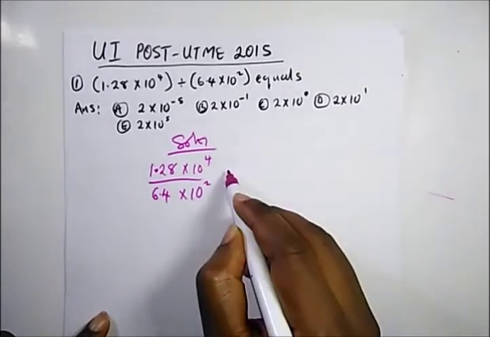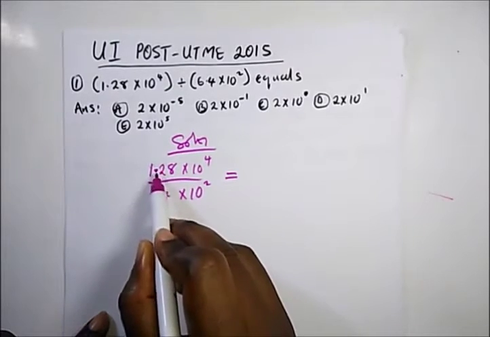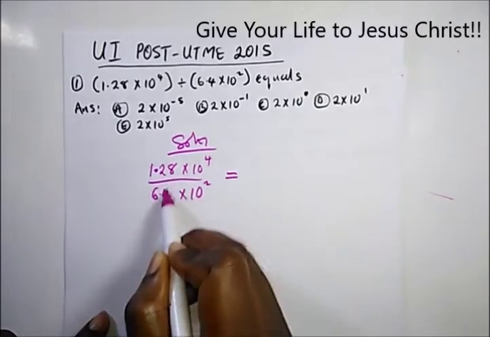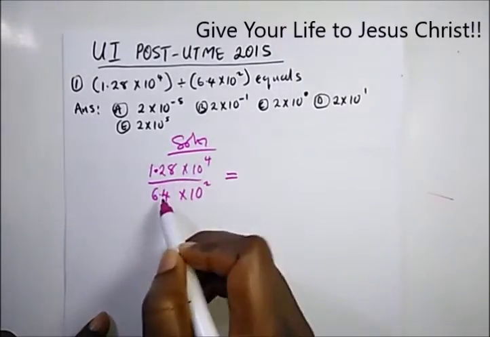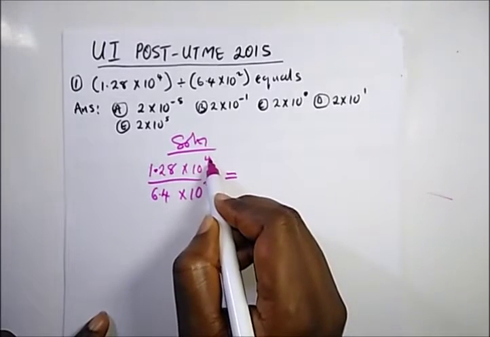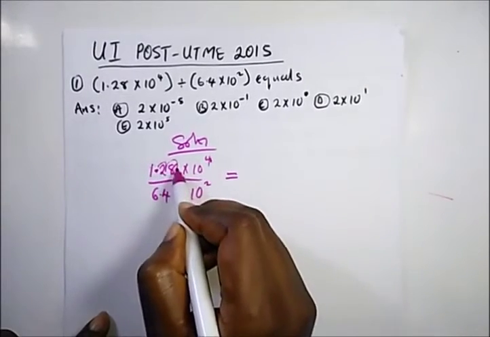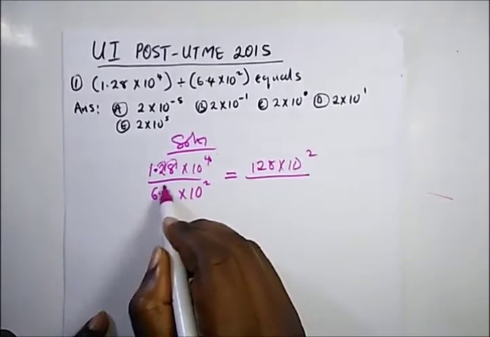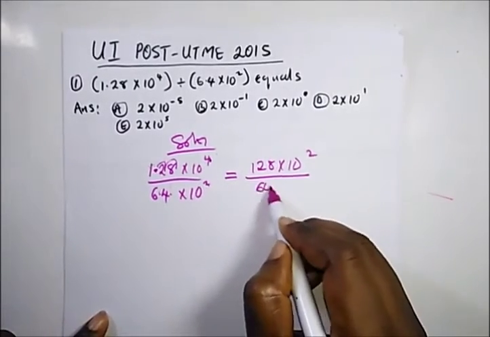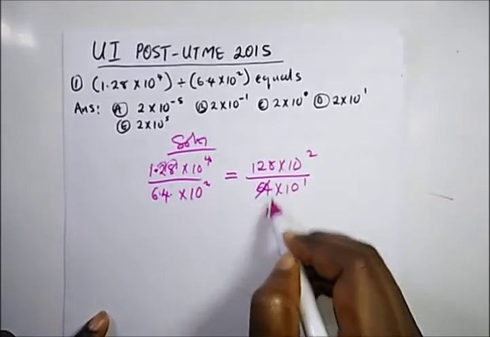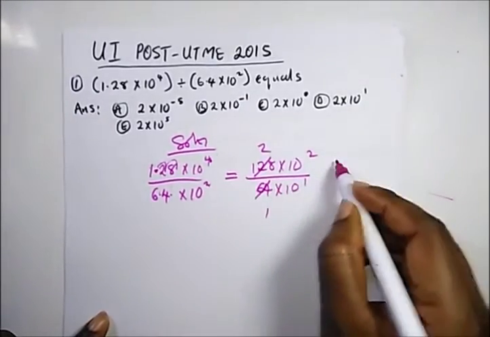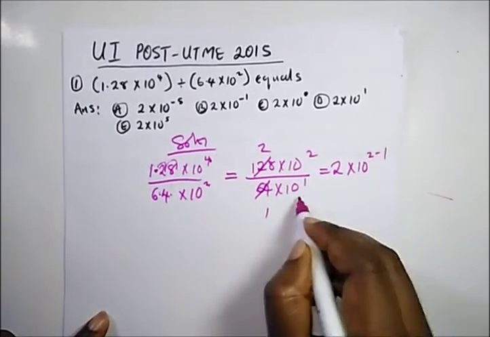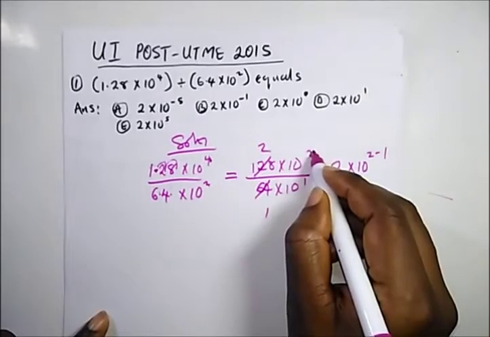So here, what do we do? Simply all we need to do is reduce this, taking this decimal point two places down, so that we can cancel 1.28 and 6.4. It will also reduce this power. So if we take 1.28 to 128, we reduce this power by 2, so we are left with 128 times 10 raised to the power 2 over, taking this one by 1, we're left with 6.4 times 10 raised to the power 1, which gives us 2 times 10 raised to the power 2 minus 1. That's 10 raised to the power 2 and 10 raised to the power 1.